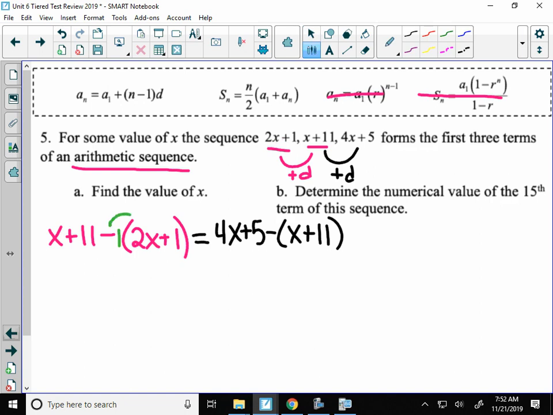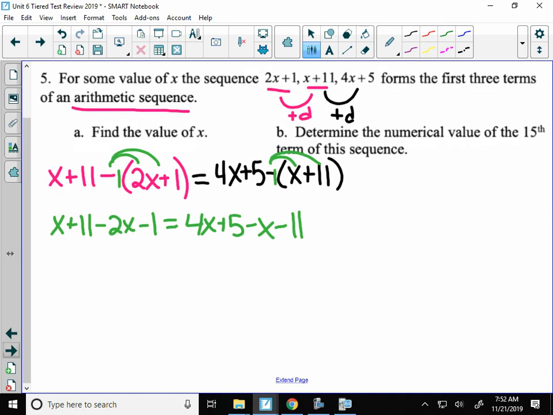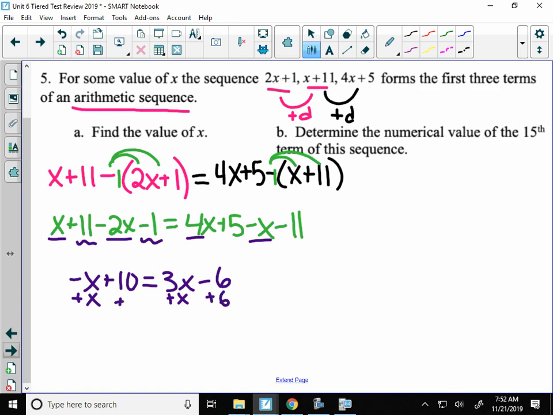So over here I'm going to distribute this -1. I'm going to do that on both sides to start. So x plus 11 minus 2x minus 1 is 4x plus 5 minus x minus 11. Now there's just a lot of combining like terms here. So let's see, the left-hand side, x minus 2x is negative x plus 10, and 3x minus 6. I'm going to add x here, and as I add x, I'm also going to add 6 to both sides, save some steps. So 16 equals 4x, and when I divide by 4, I get 4 equals x.